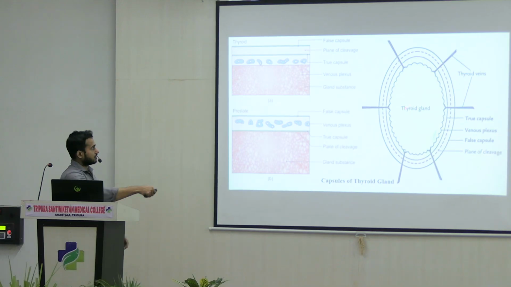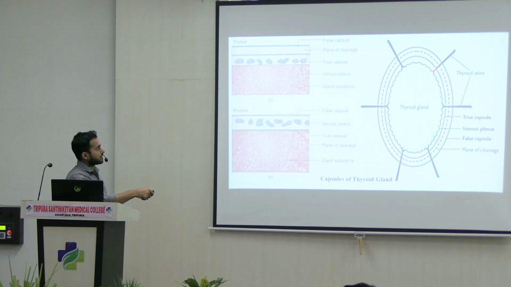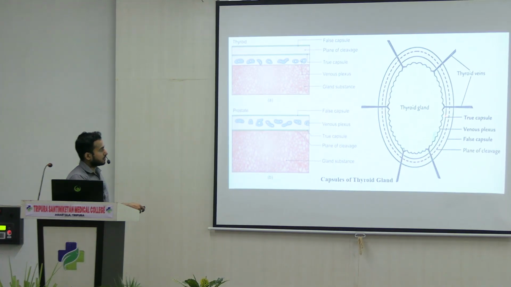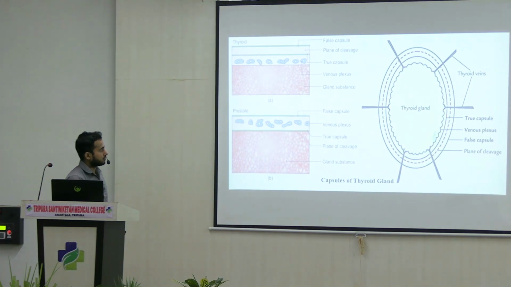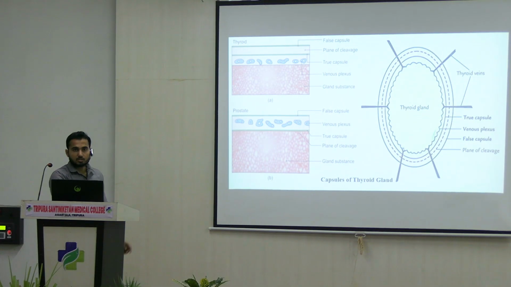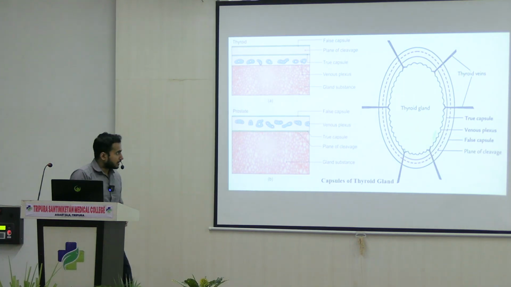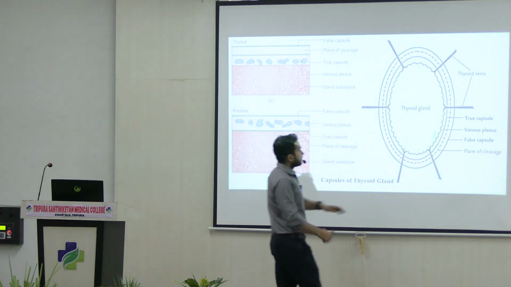First, concentrate on this diagram. In this diagram, you can see the thyroid gland, then the thyroid veins which are draining the thyroid gland, and then you can see the true capsule. And you can see the false capsule, and just see the location of the venous plexus. Here the venous plexus is situated deep to the true capsule. Everyone, please notice this particular part.